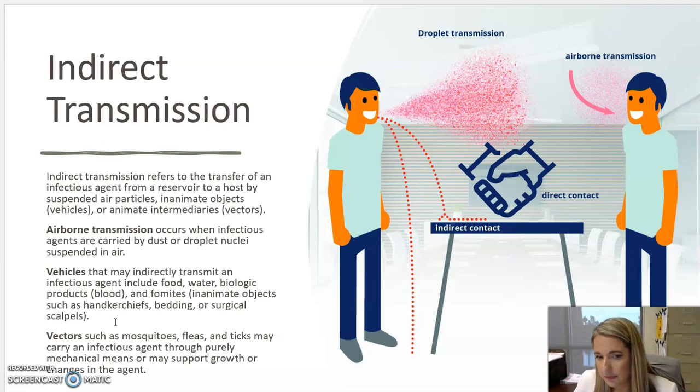So fleas can transmit things like the plague, mosquitoes, malaria, Zika virus, all different types of things with mosquitoes. Ticks can transmit things like Lyme disease. So these things kind of serve as intermediate living vessels that can support transmission between hosts.